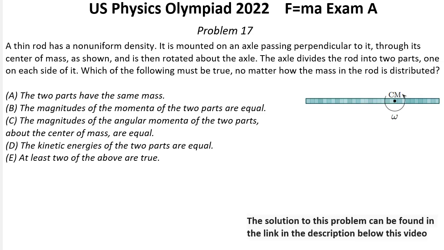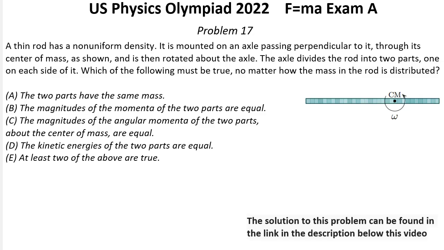Problem number 17. A thin rod has a non-uniform density. It is mounted on an axle passing perpendicular to it through its center of mass as shown, and is then rotated about the axle. The axle divides the rod into two parts, one on each side of it. Which of the following must be true, no matter how the mass in the rod is distributed? Solution for problem number 17.